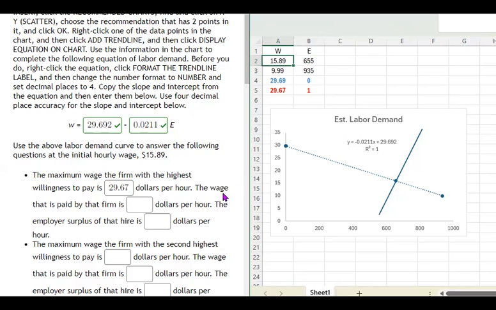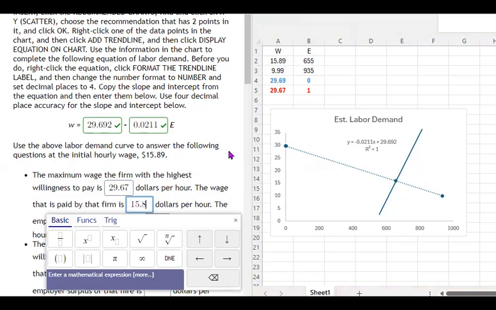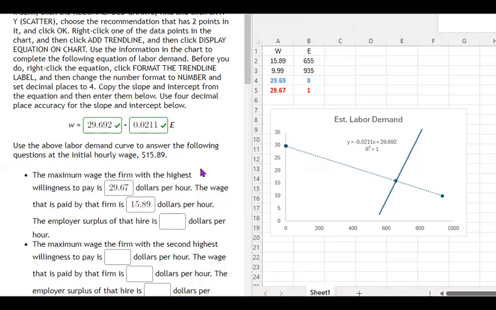So although the firm is willing to pay this first employee $29.67 for their services, they only have to pay the market wage, and the market wage is $15.89. Now the employer wins, because they're willing to pay $29.67, but they only have to pay $15.89. So they win this transaction. So that difference is called employer surplus.